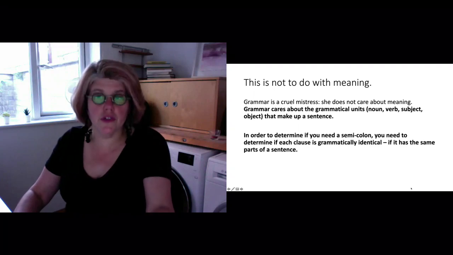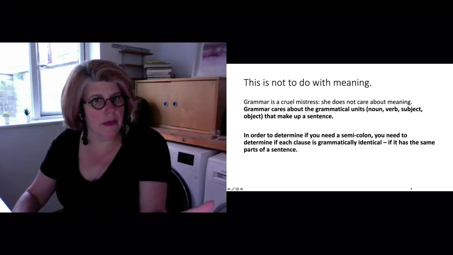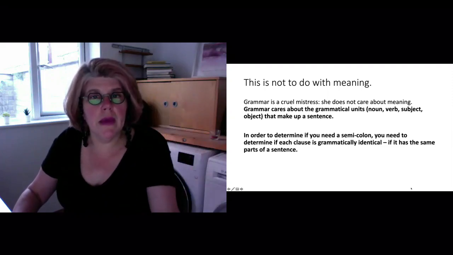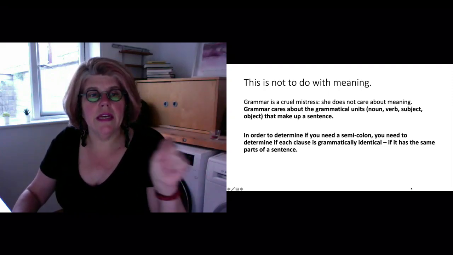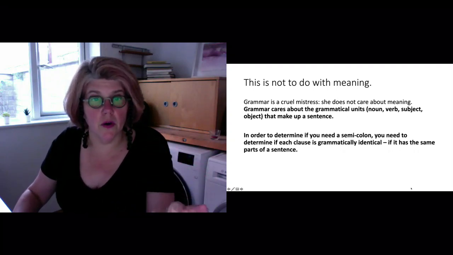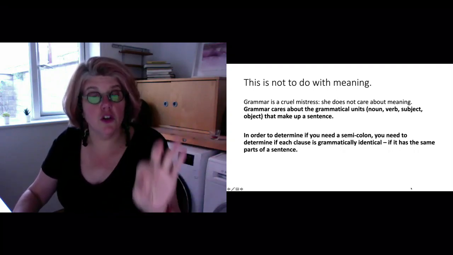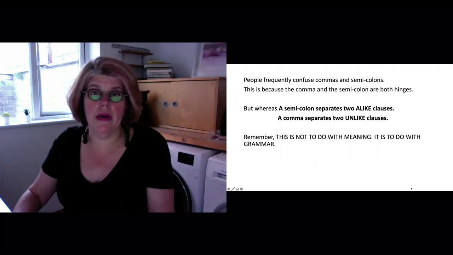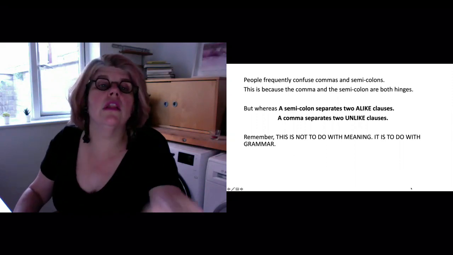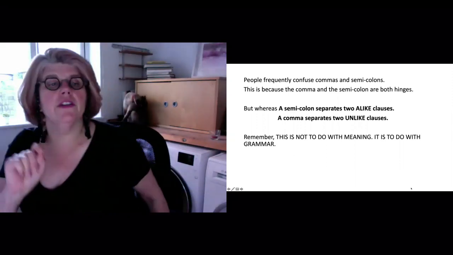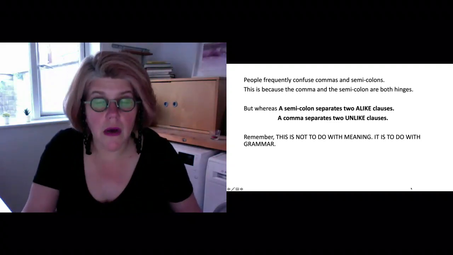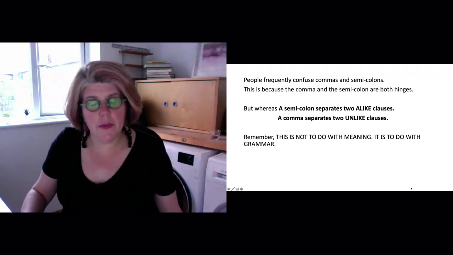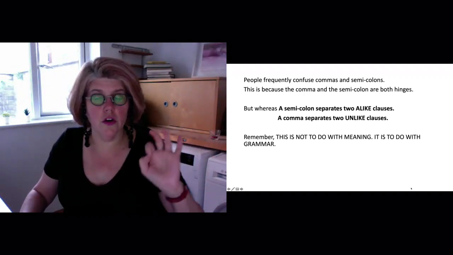Grammar is a cruel mistress. She does not care about meaning. Grammar cares about the grammatical units that make up a sentence. In order to determine if you need a semicolon, you need to determine if each clause is grammatically identical. If each clause is not grammatically identical, then it is unlike, and chances are very strong that you will need a comma, because a comma is the hinge that separates two unlike clauses.